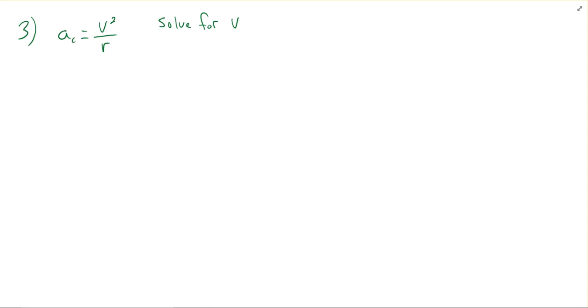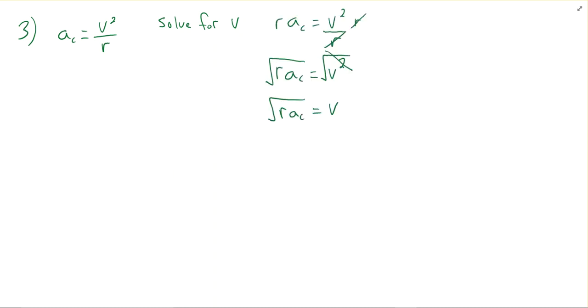So I'm going to let you guys pause it right now. So pause it now and solve for V. Okay, so now take a minute to check to see if you got the same answer that I did here. That V is equal to the square root of R times AC. All right, moving on to the next one.